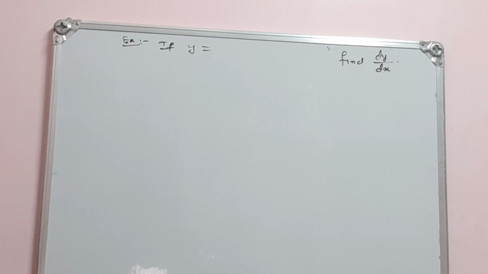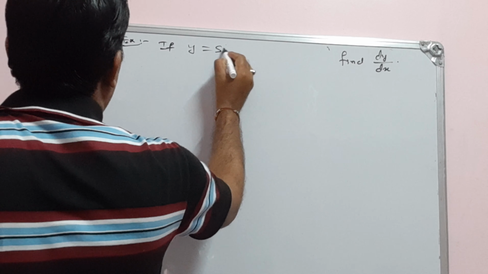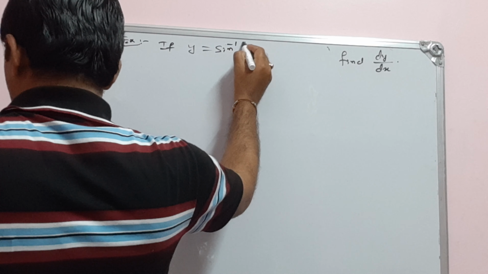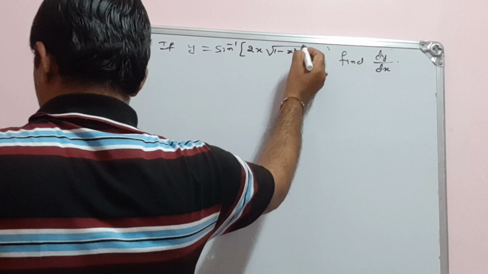Okay, let us consider another example which carries 3 marks. This also we have: sin inverse of 2x into square root of 1 minus x square.